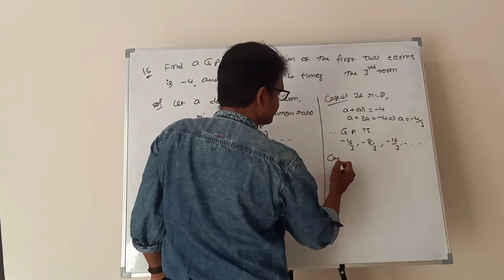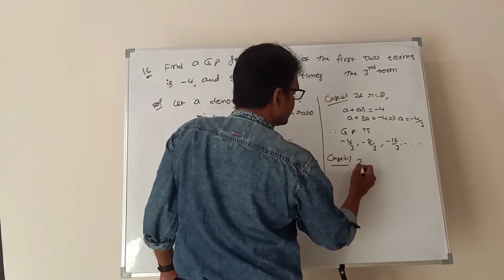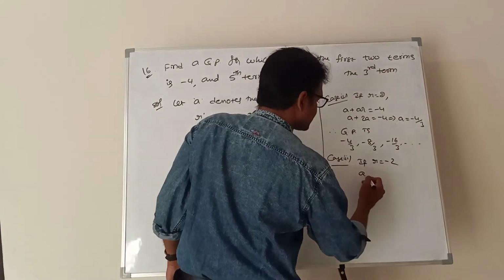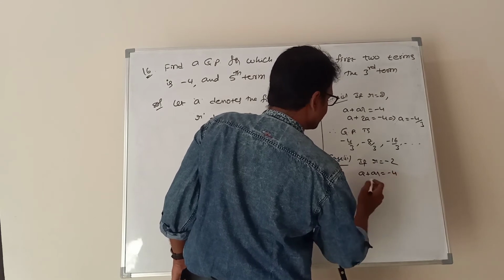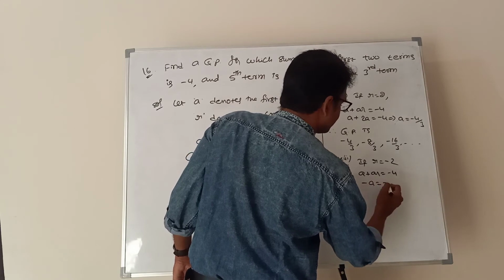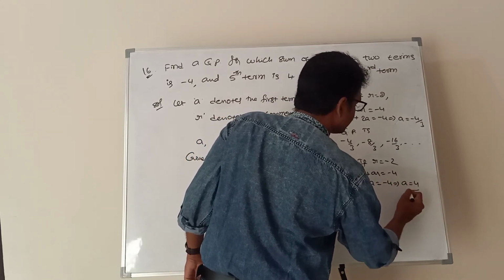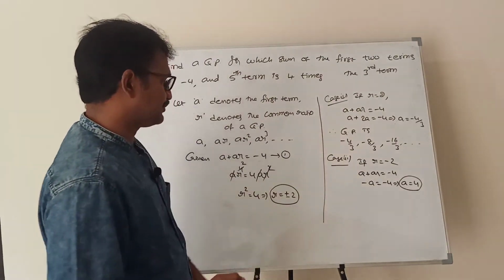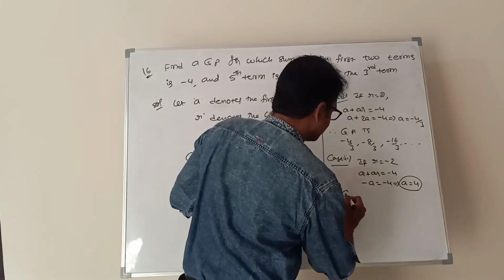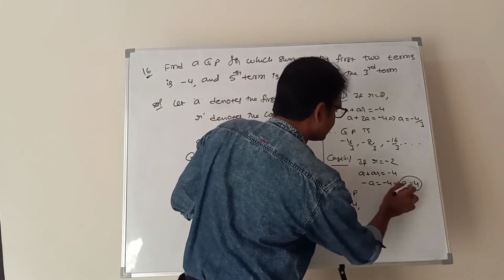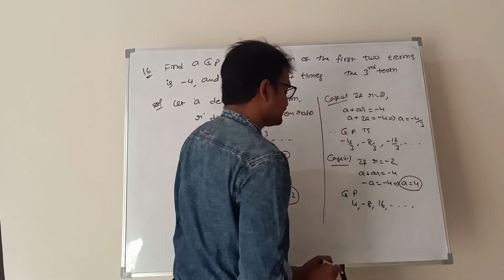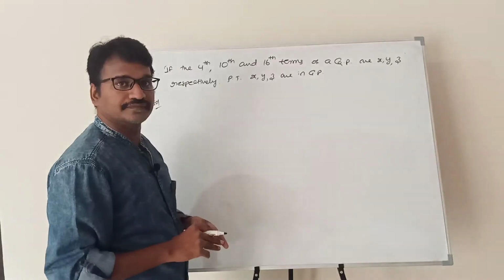Case 2: if the common ratio R is minus 2, then A plus AR is equal to minus 4. R value is minus 2, so A minus 2A, minus A is equal to minus 4. So A is equal to 4. If A is 4 and R is minus 2, then the GP is 4, minus 8, 16, and so on. This is the second case.